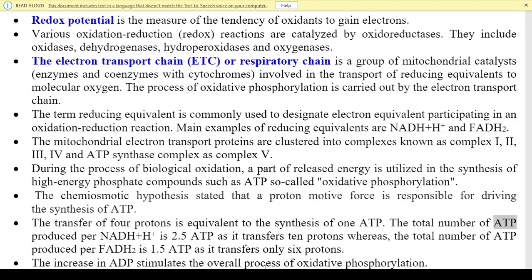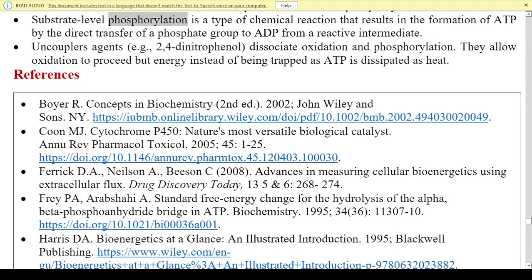The total number of ATP produced per NADH plus H plus is 2.5 ATP as it transfers 10 protons, whereas the total number of ATP produced per FADH2 is 1.5 ATP as it transfers only 6 protons. The increase in ADP stimulates the overall process of oxidative phosphorylation. Substrate-level phosphorylation is a type of chemical reaction that results in the formation of ATP by the direct transfer of a phosphate group to ADP from a reactive intermediate.